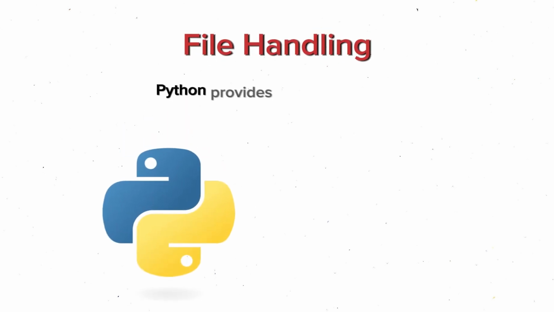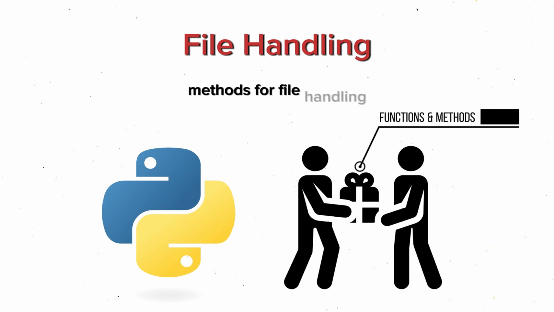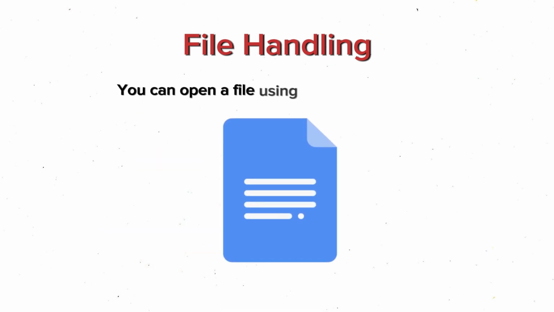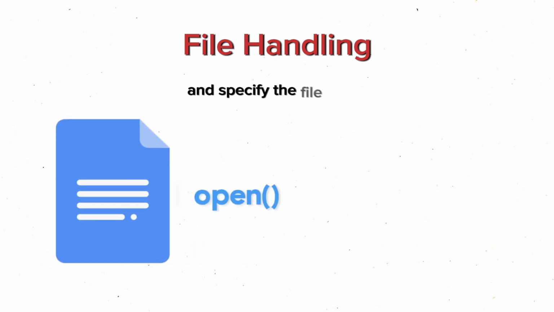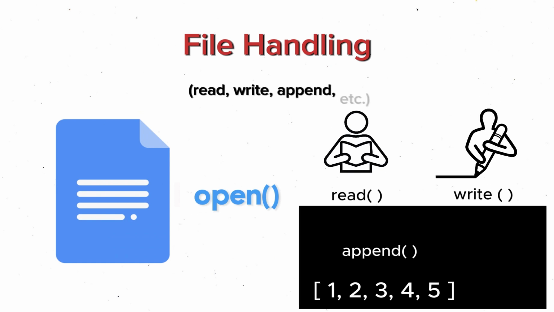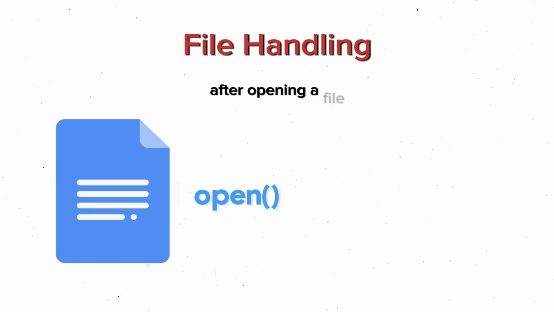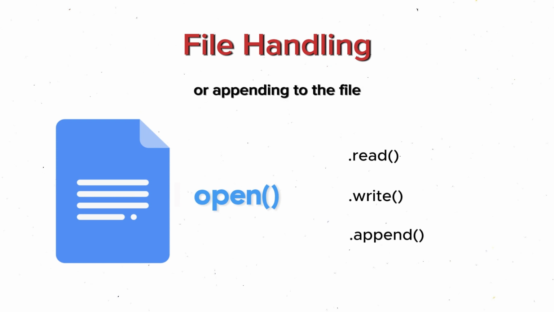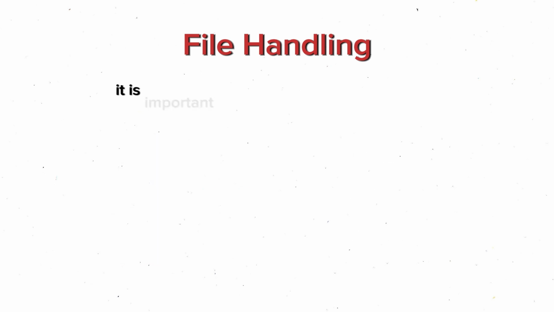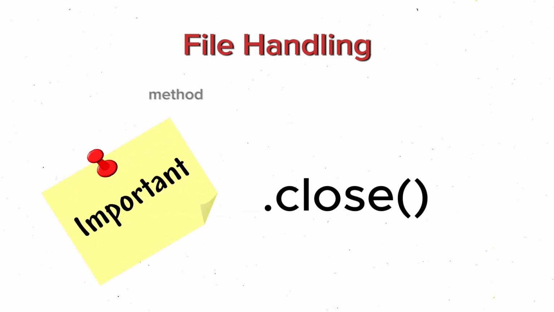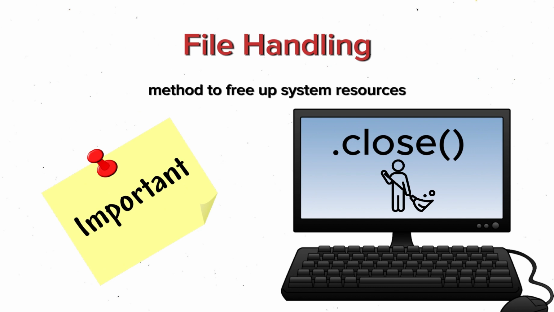File handling. Python provides various functions and methods for file handling. You can open a file using the open function and specify the file mode: read, write, append, etc. After opening a file, you can perform operations such as reading from the file, writing to the file, or appending to the file. It is important to close the file using the close method to free up system resources.